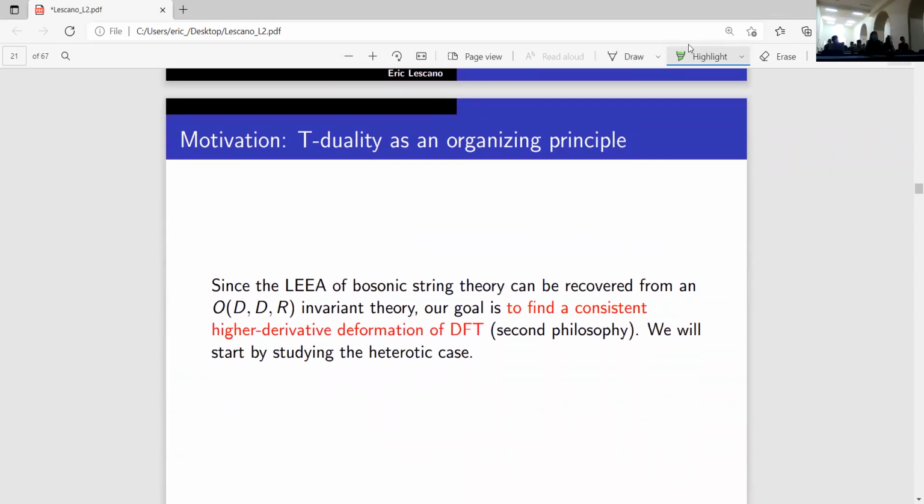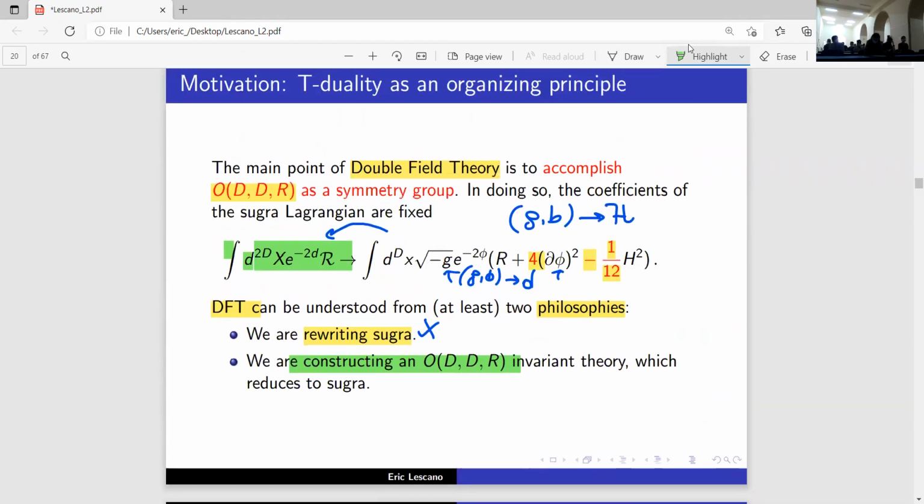Eric, sorry, a naive question on that slide. So you say T-duality or DFT can fix those coefficients 4 and -1/12.